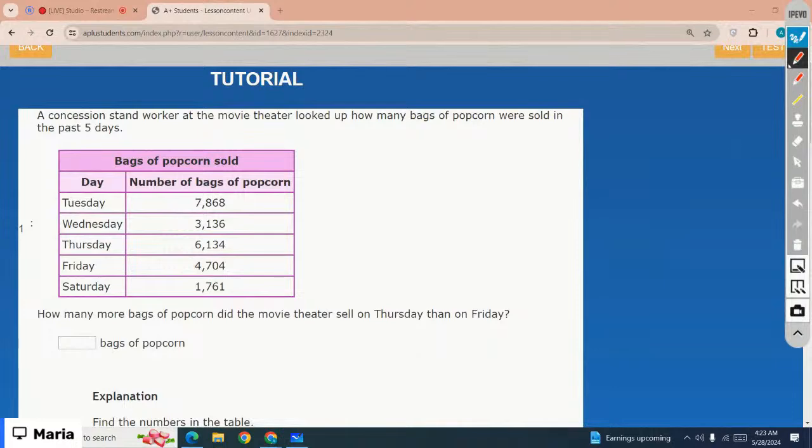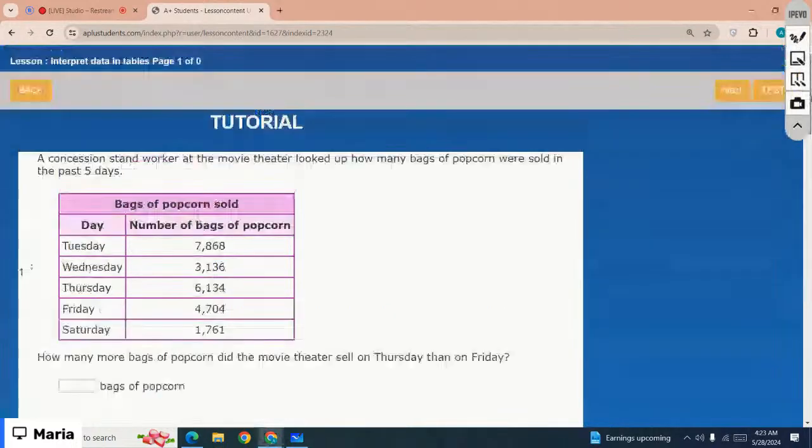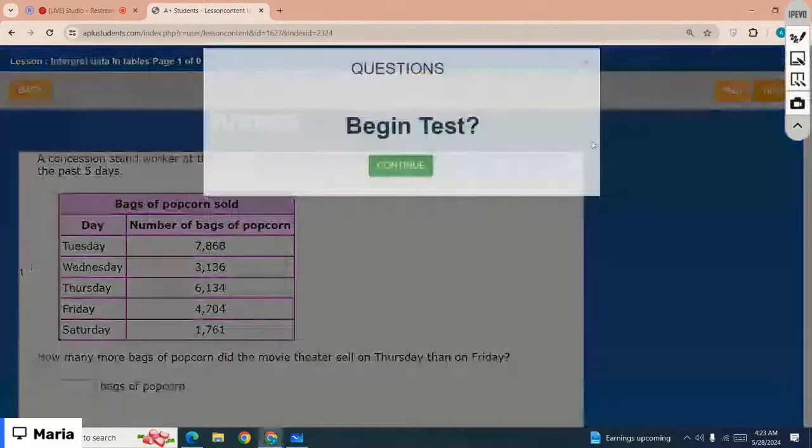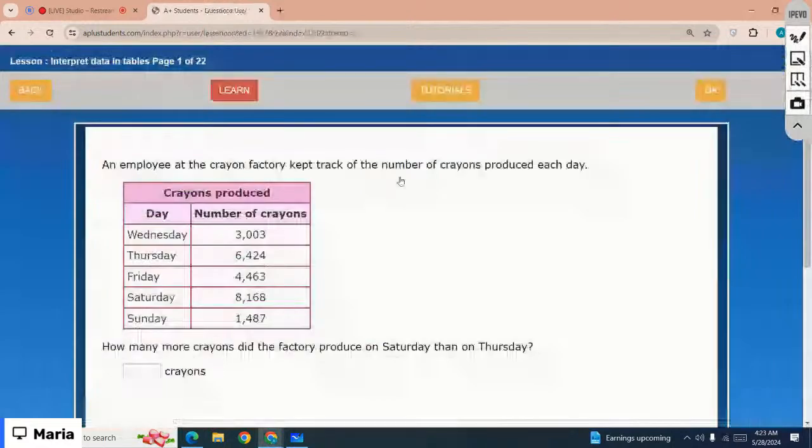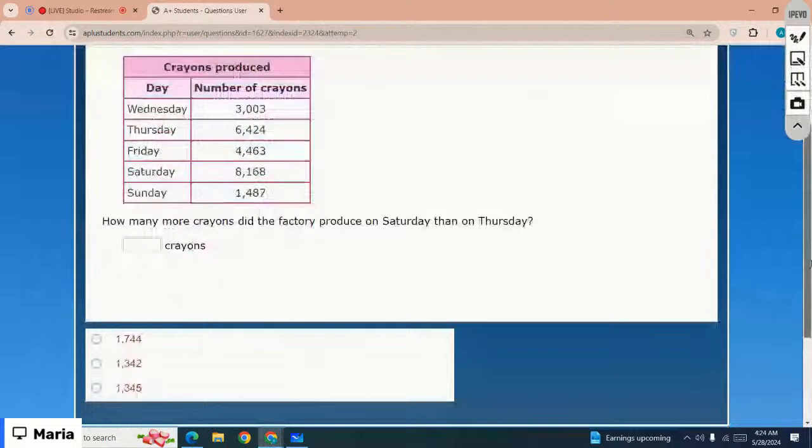Let's just start with the test questions. An employee at the crayon factory kept track of the number of crayons produced each day, right? How many more crayons did the factory produce on Saturday than on Thursday? So which is the correct option?